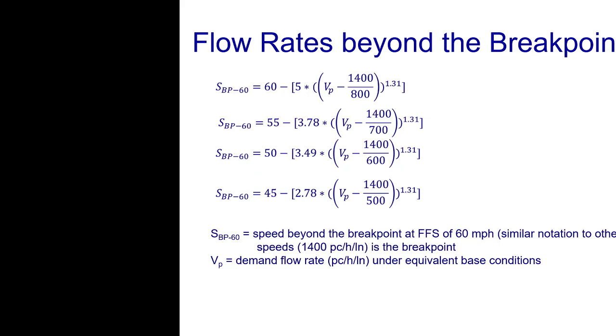Other things that you may have to go into, although probably not, is flow rates beyond the break point. And these are the equations that you can see at 60 miles per hour based on vehicle speeds. So speeds beyond the break point at free flow speeds of 60 miles an hour, similar notation to other speeds, is 1,400 passenger cars per hour per lane. And then VP is the demand flow rate under equivalent base conditions.